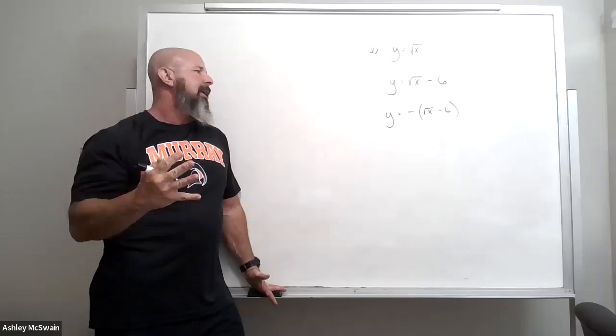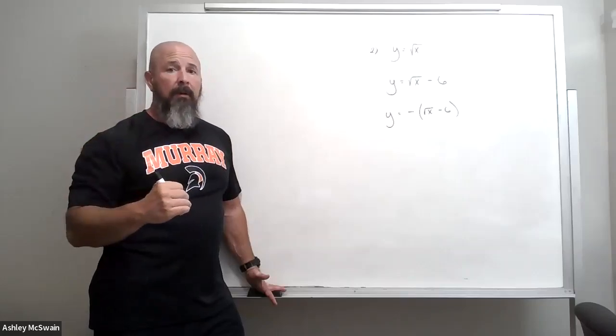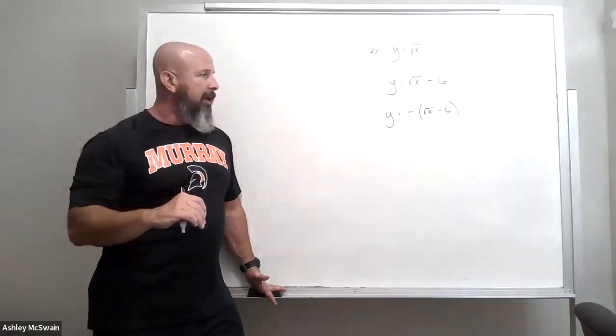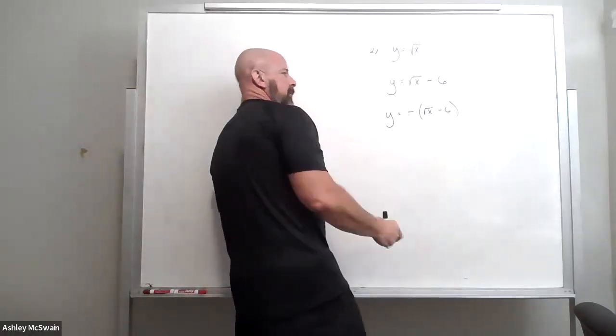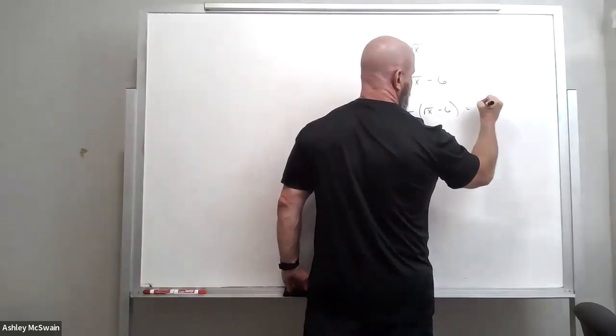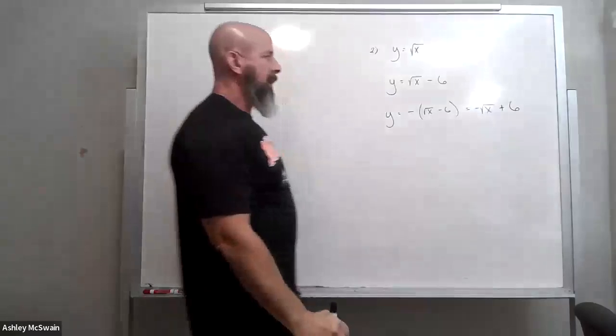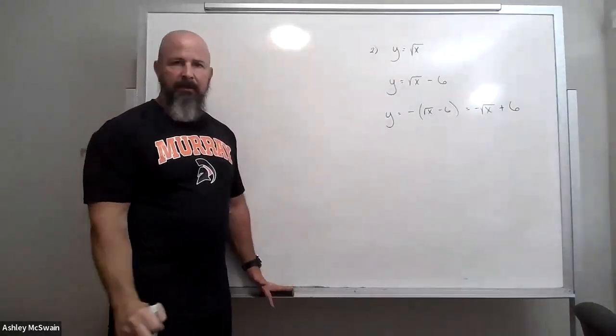So once again, I'm going in order of what I was asked. I was asked to shift it down first. Now the reflection. There's nothing wrong with this right here, but typically I would go ahead and distribute that negative. So we'd have negative square root of x plus 6.